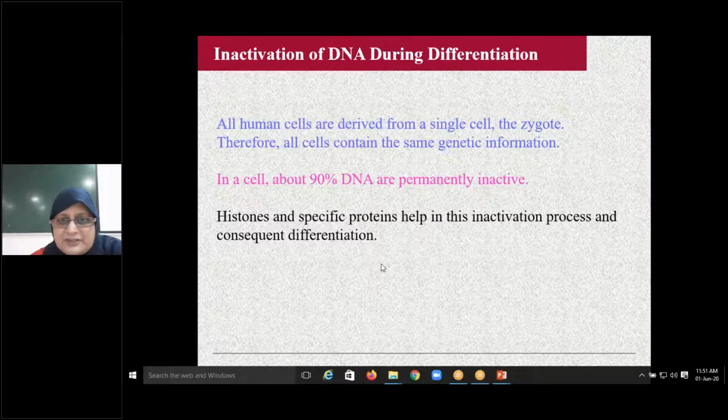What do you mean by differentiation? Differentiation is that even though all our human cells are derived from a single cell, the zygote, in a body we have different cells, like cells from the gastrointestinal tract, or from the lung, or from the spleen. Each of the cells from each different organ will be different. That is occurring as a result of differentiation. So differentiation is a process that is occurring in a body.